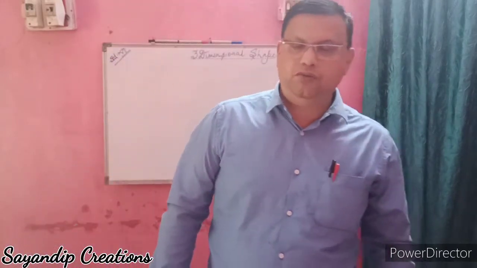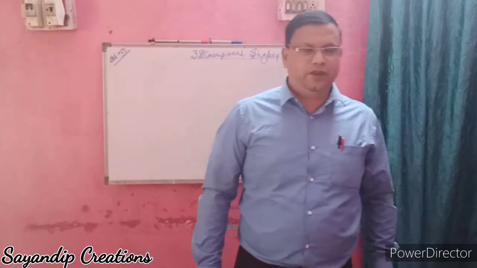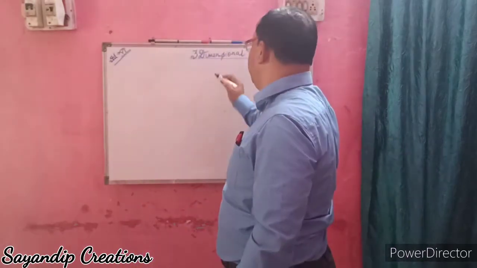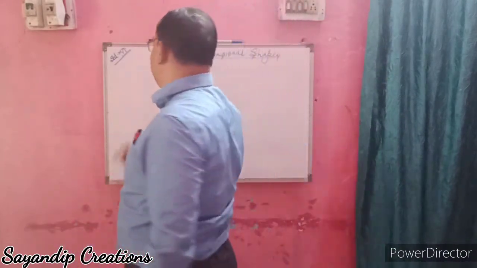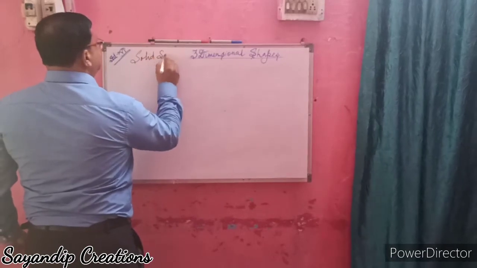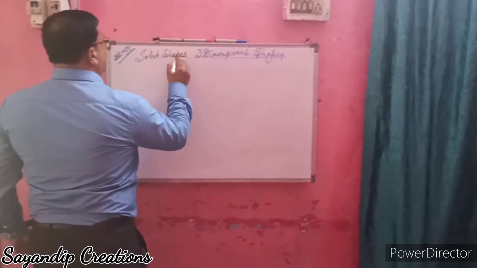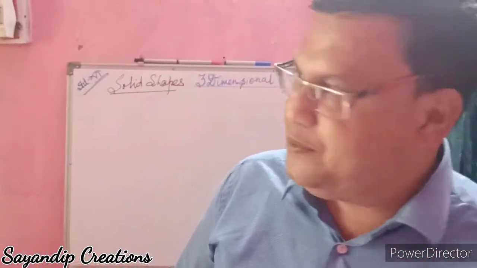Now students, take down a copy and a pen and open your book. Today I am going to make you understand about three-dimensional shapes. Now, what are three-dimensional shapes? Solid shapes are called three-dimensional shapes.